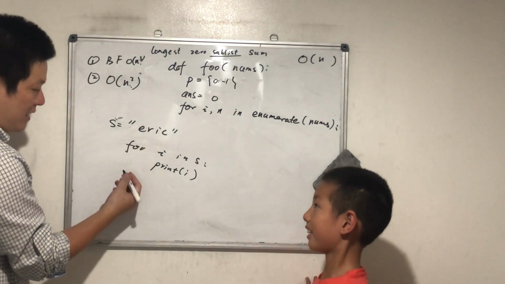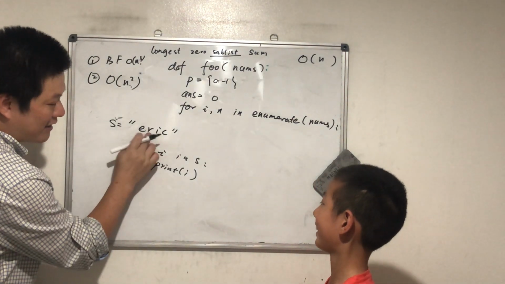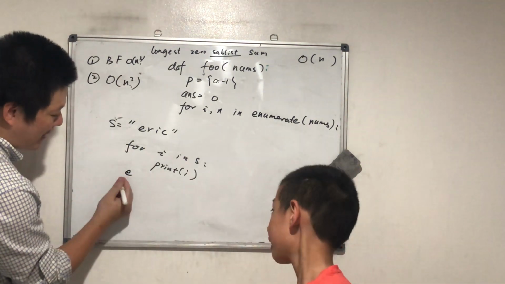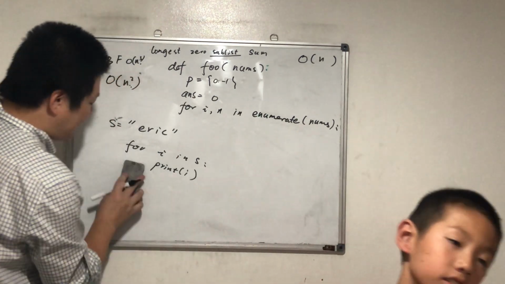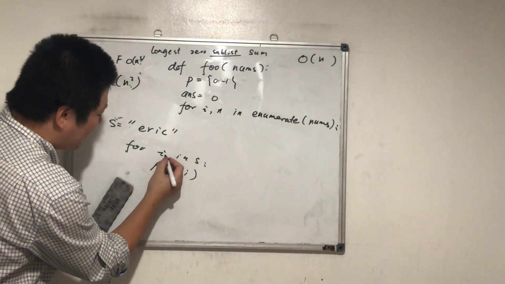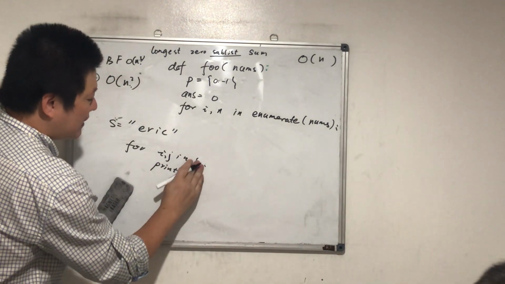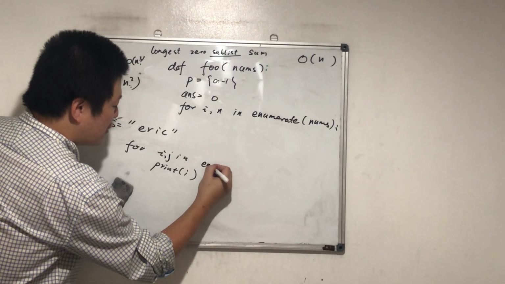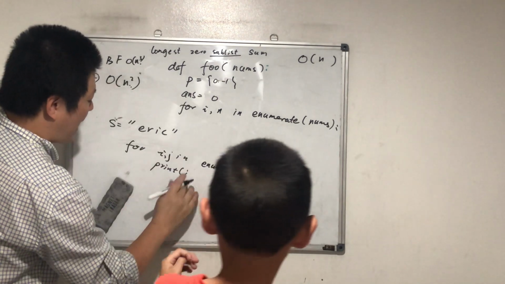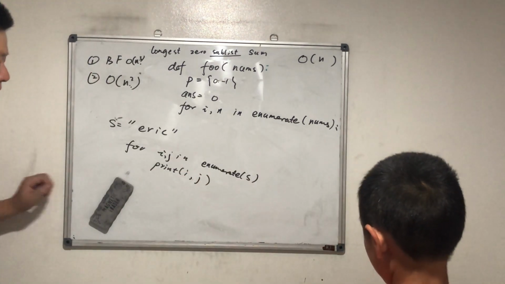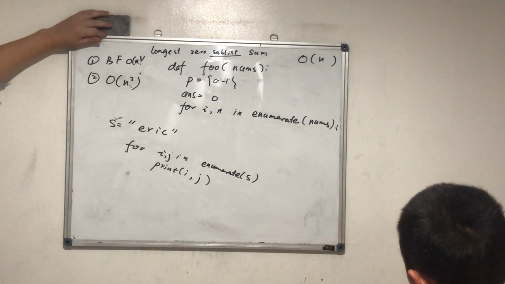You just print each letter, yeah? So you print E, and on each line R, I, C. How about if I say for i, j in enumerate(s), print i, j? What do you think we get?